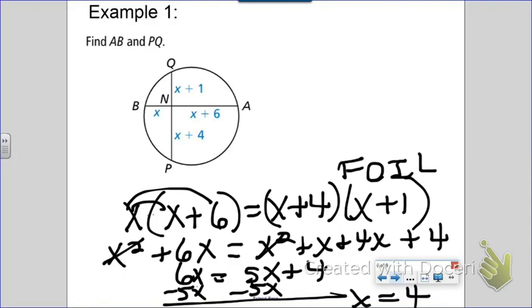We're finding the length of AB and the length of PQ. So if x is 4, we'd have 8, 5, 4, and 10.